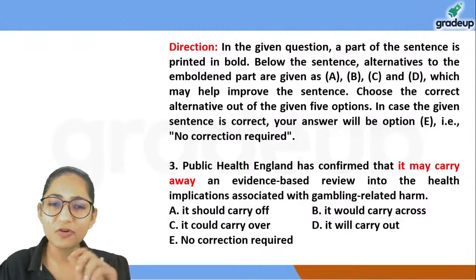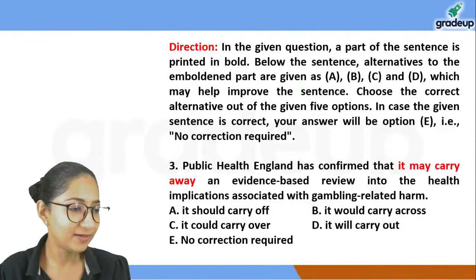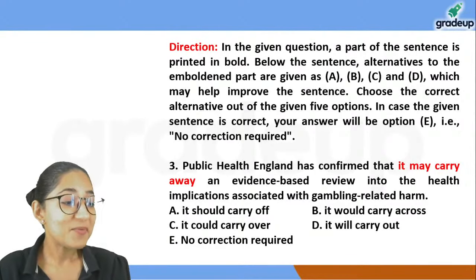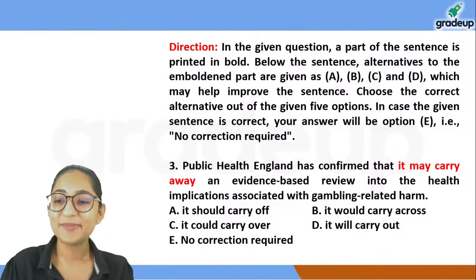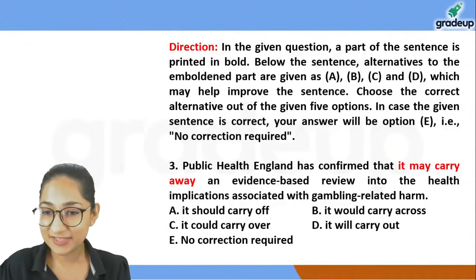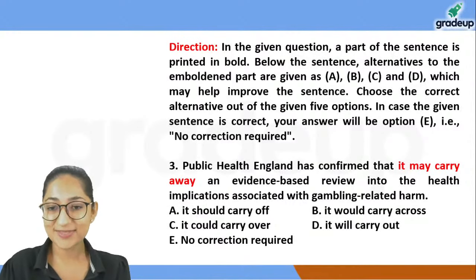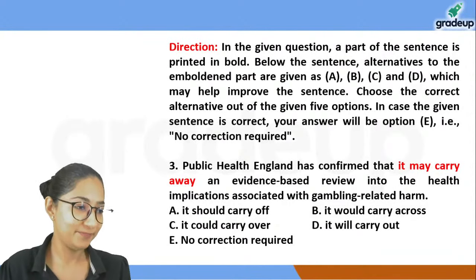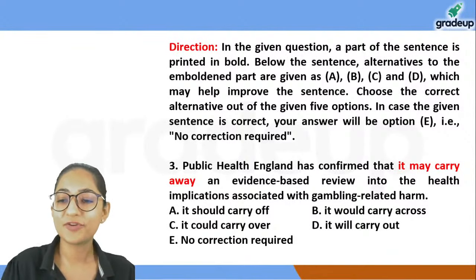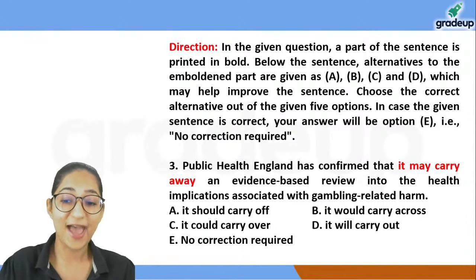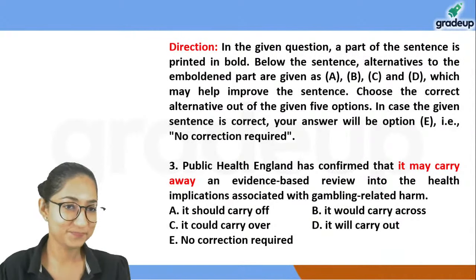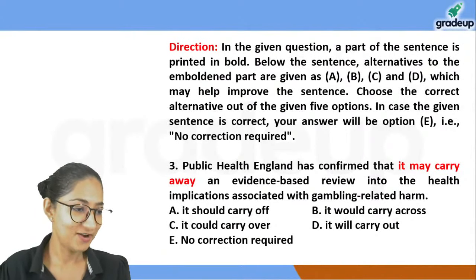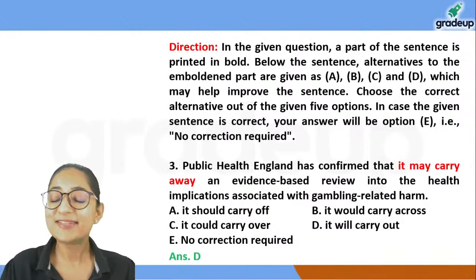That could have been a typing error also. Okay, so what do you say? Public Health England has confirmed that it may carry away an evidence-based review into the health implications associated with gambling-related harm. Should it be carry off, carry across, carry over, carry out, or no correction required? Okay, D, you guys are with? Let's check. So it is going to be D.